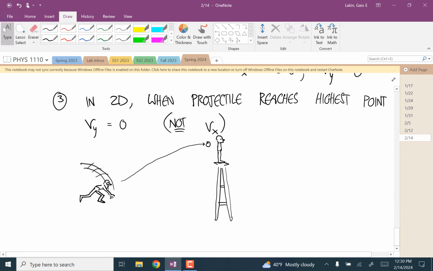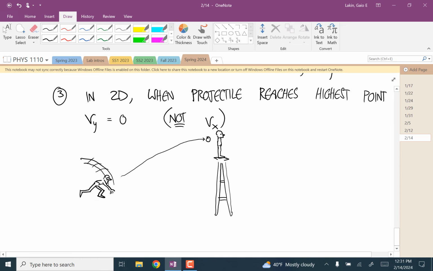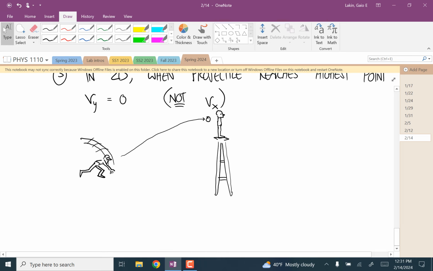So remember this picture when you think about something in 2 dimensions reaching the highest point in its flight. It's not Vx equal to 0, it's only Vy equal to 0. Okay? Are you with me on that? Anybody have any questions to ask, to clarify anything? Okay, so that's pretty much everything you need to know about velocity.